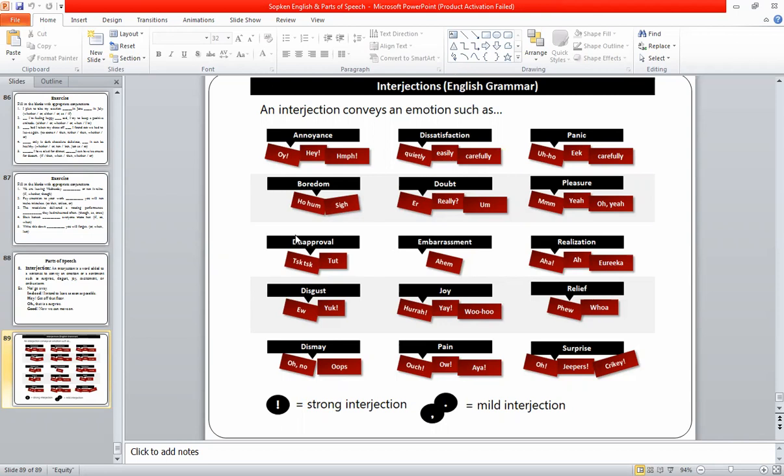So to show a strong interjection, we generally use an exclamation mark, and to show mild interjections, we generally use a full stop or comma. So this is about the interjections that we have completed.